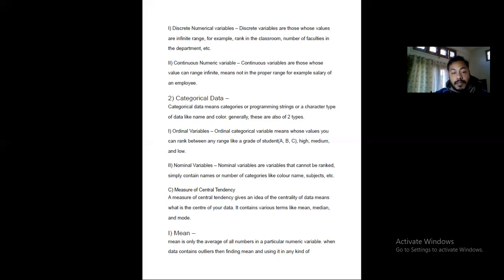Okay, now coming to today's discussion, measures of central tendency. When we say central tendency, what does it mean? What actually do we mean by the term central tendency?